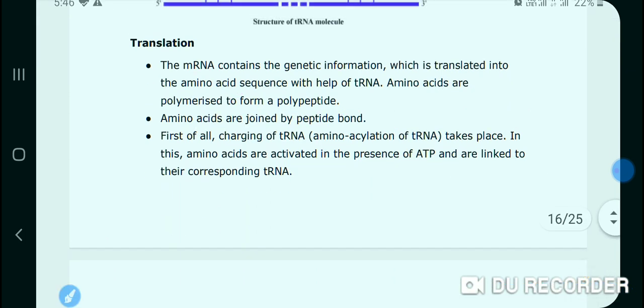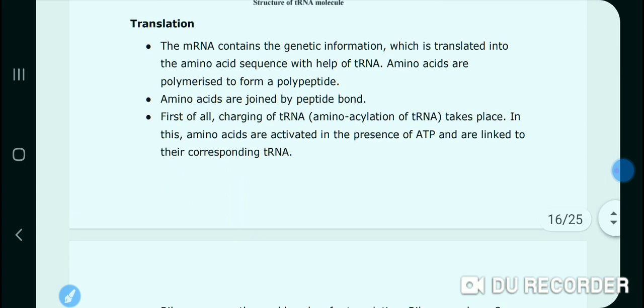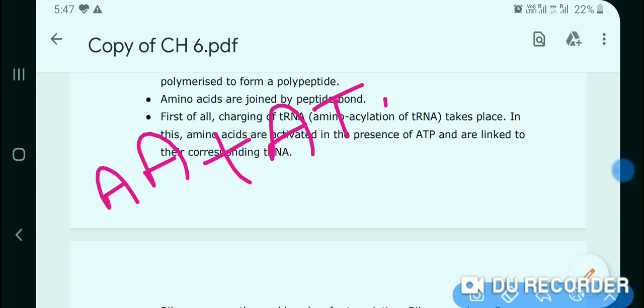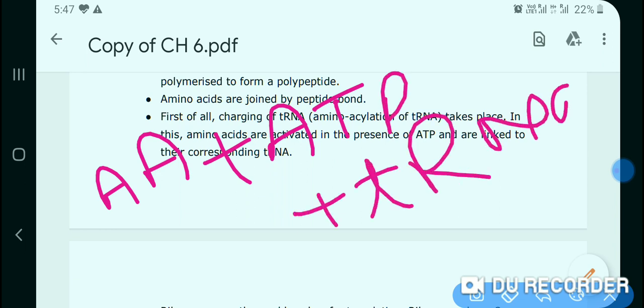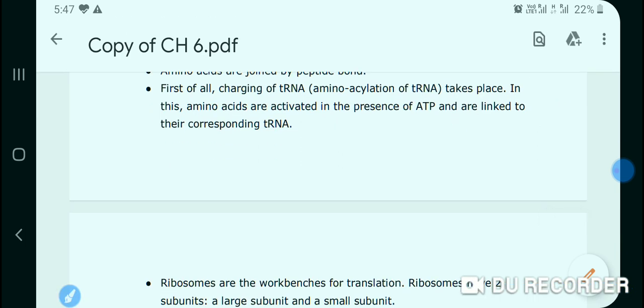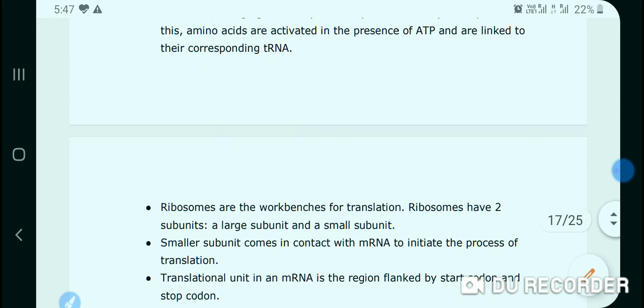So, first of all, charging of transfer RNA, amino acylation of tRNA takes place. Then what is amino acylation of tRNA? That means it is amino acids, then ATP plus transfer RNA. This is amino acylation of transfer RNA. In this, amino acids are activated in presence of ATP and are linked to their corresponding transfer RNA.